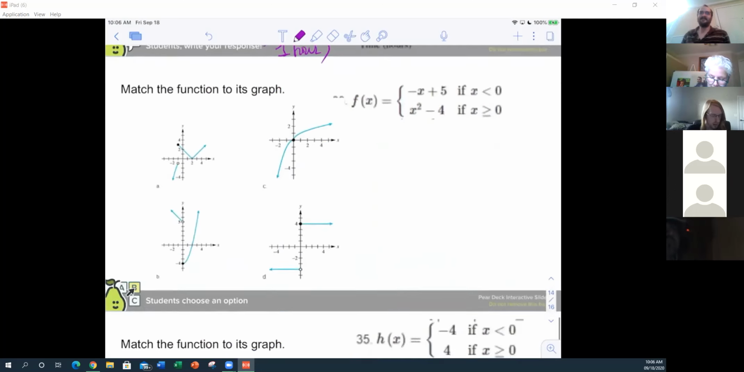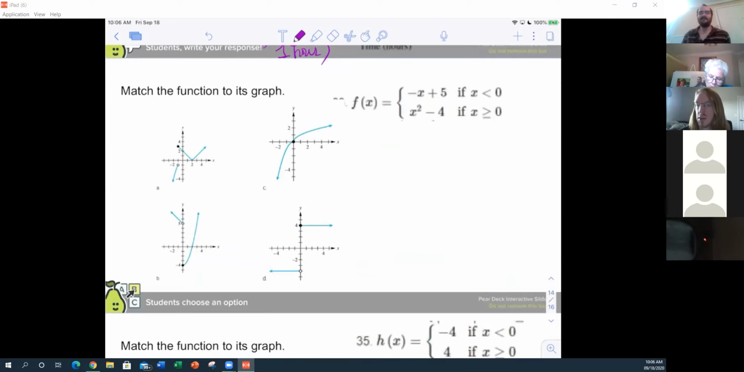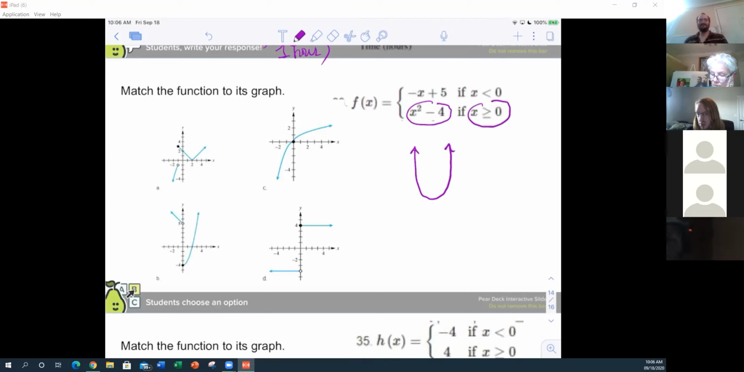All right, so at this point anyway we are not going to ask you to graph piecewise functions that aren't linear. Right now we're just doing piecewise functions that are linear, but matching, you should be able to match. What does this one look like? X squared minus 4. Just what general shape is it? It's like a parabola, kind of like what B looks like. It looks like this, right? But look what it says, greater than or equal to 0.